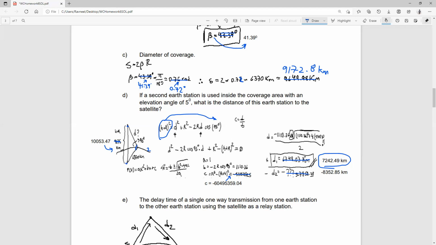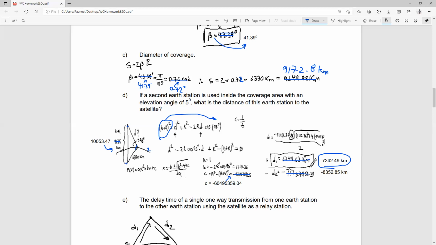The quadratic formula is given by x is equal to minus b plus or minus root of b squared minus 4ac, divided by 2a. In this particular case, our x is the d value, and a, b, c are the coefficients. So a is the coefficient of d squared, that is a is equal to 1. The coefficient of d is equivalent to b. So b is basically equal to minus 2r cos 95 degrees.